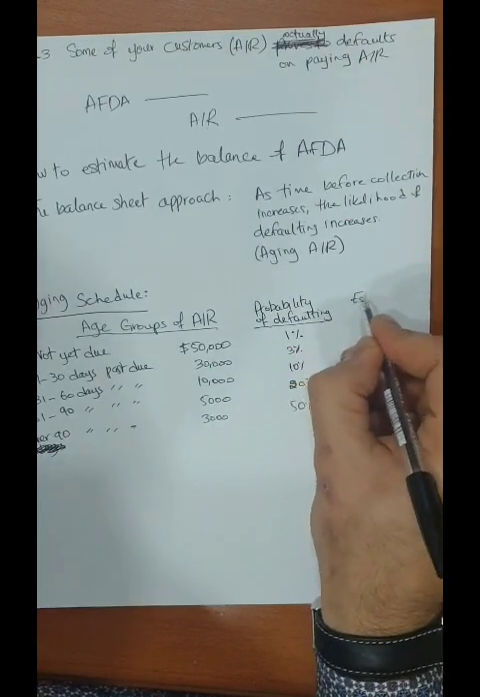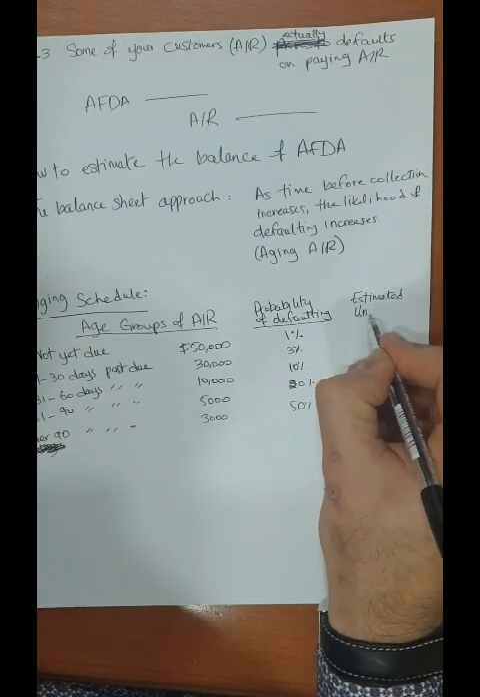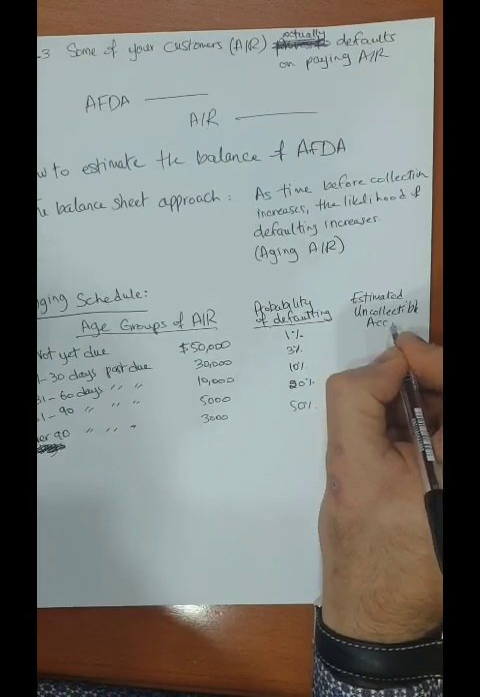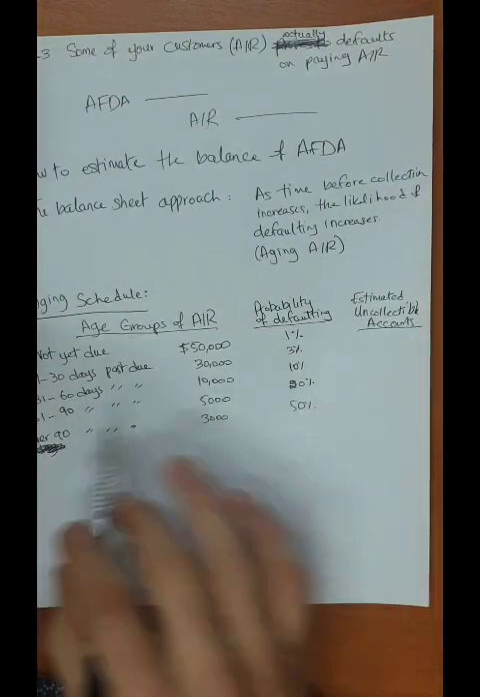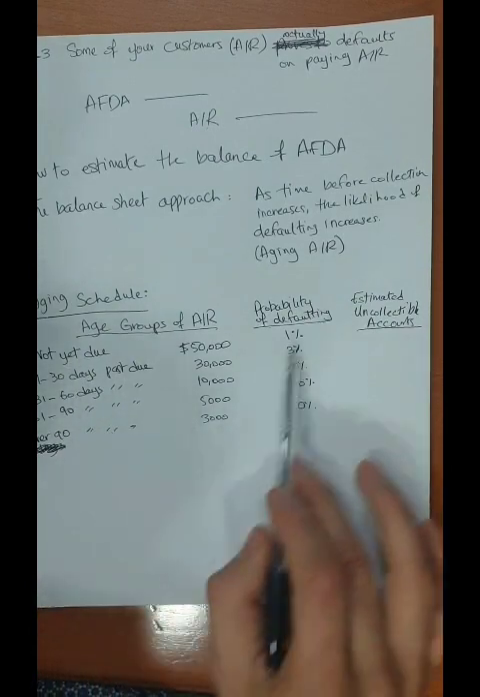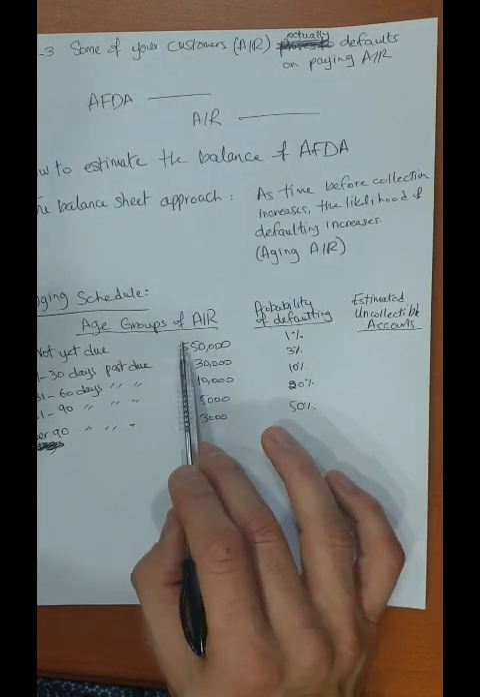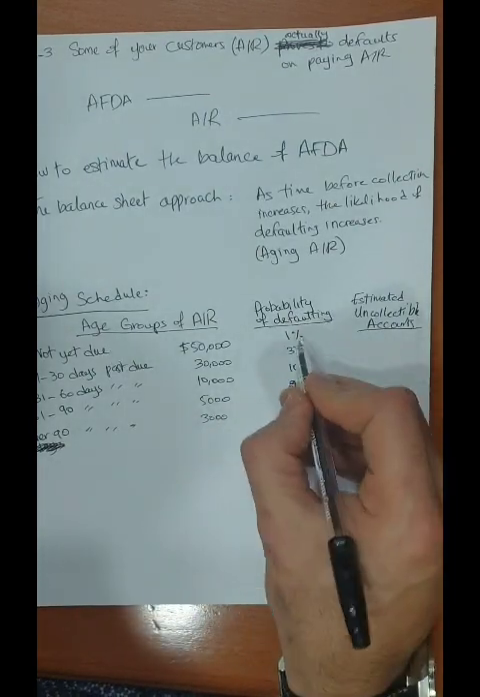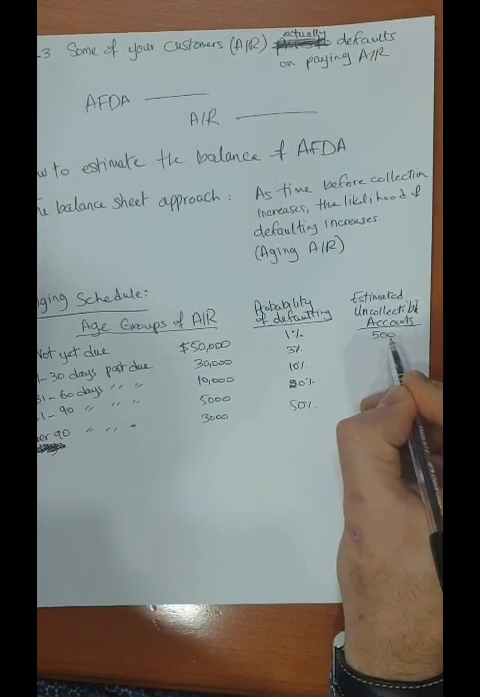Then you will have the estimated uncollectible accounts. I want to mention something here, something good for you as students, is that so far everything is given. You will be given the values for each age group and the probabilities of defaulting. All you need to do is to multiply the value of the account receivables in each age group by the probability of defaulting for that age group. So 1% multiplied by $50,000 is $500.